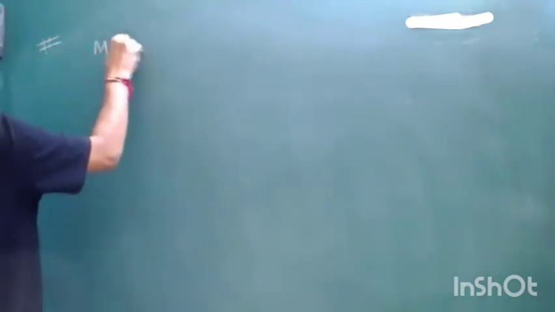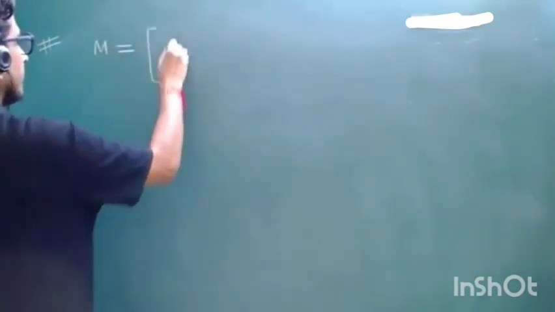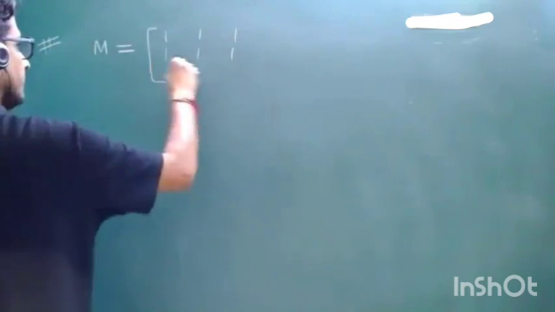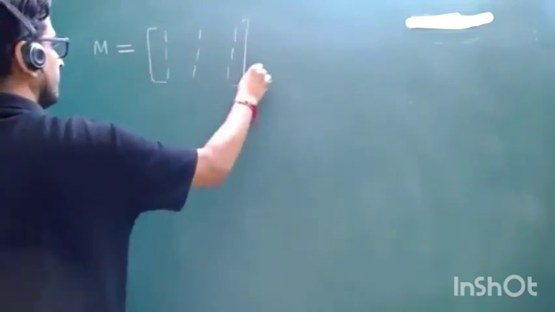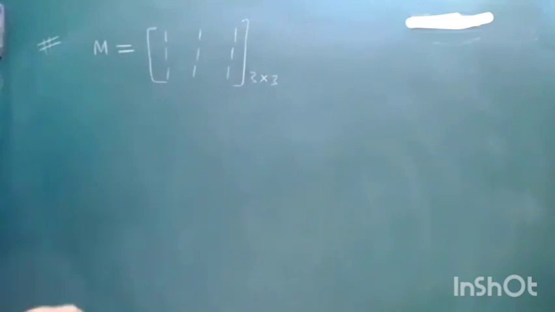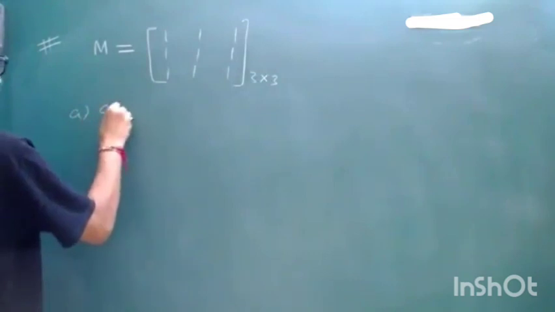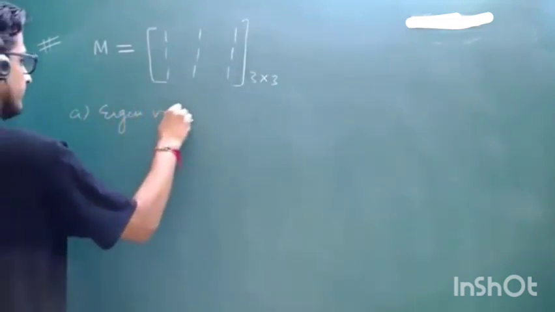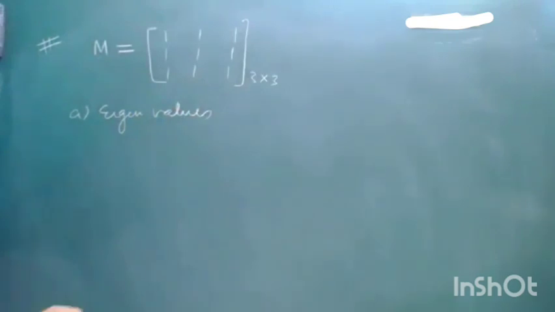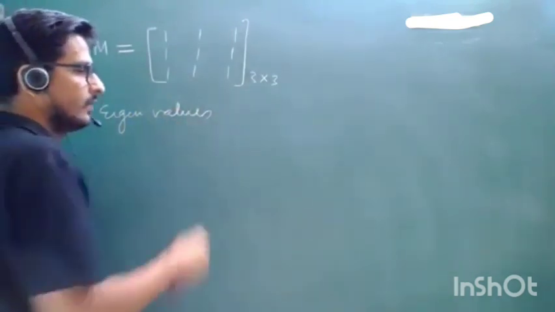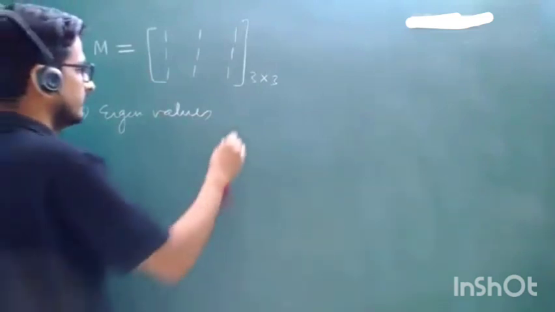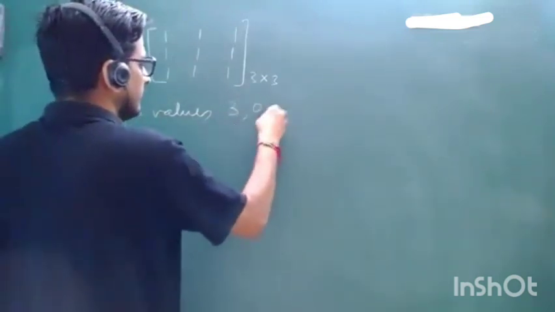We have a matrix capital M equal to 1 1 1, 1 1 1, 1 1 1. This is a 3 cross 3 matrix. Okay, so part A, eigenvalues. So eigenvalues you calculate quickly, you will get 3 0 0.